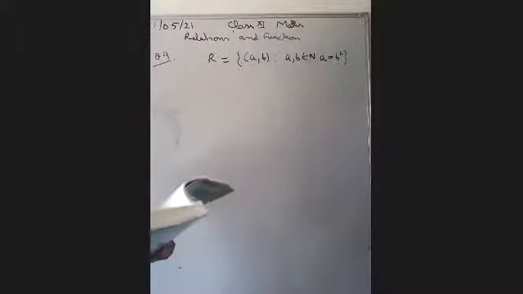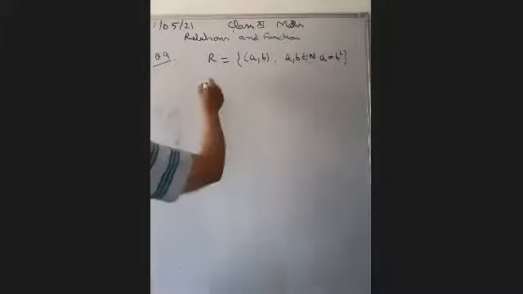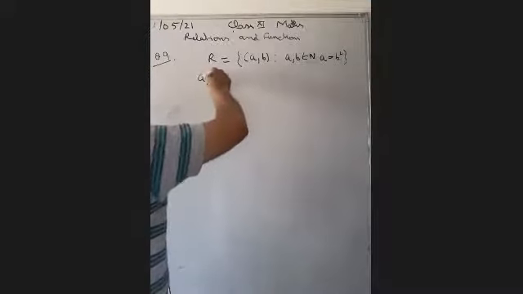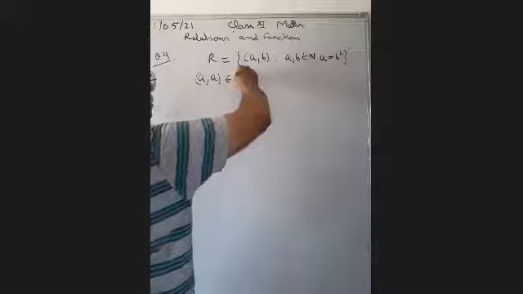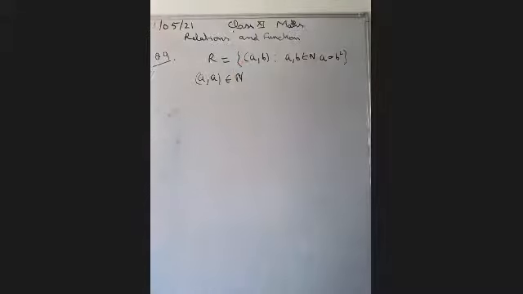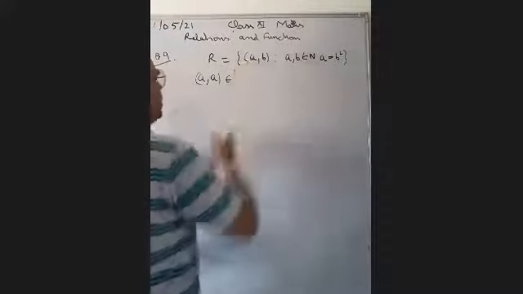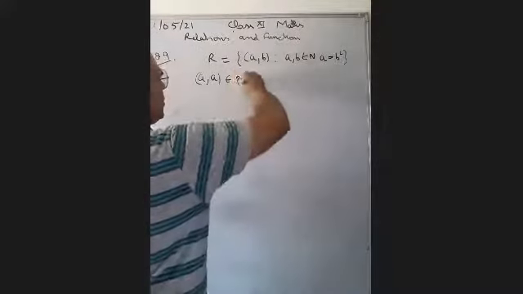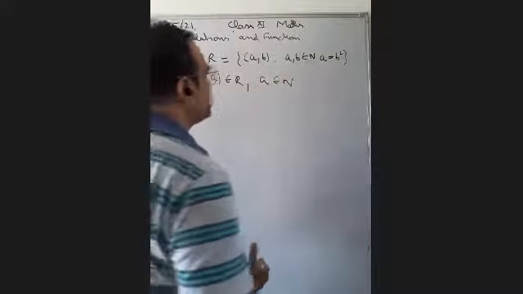A belongs to R, for A belongs to N. That is, A belongs to R. It means A belongs to R and A belongs to N. Sorry, here it is R and here A belongs to N. Will this be true in natural numbers?